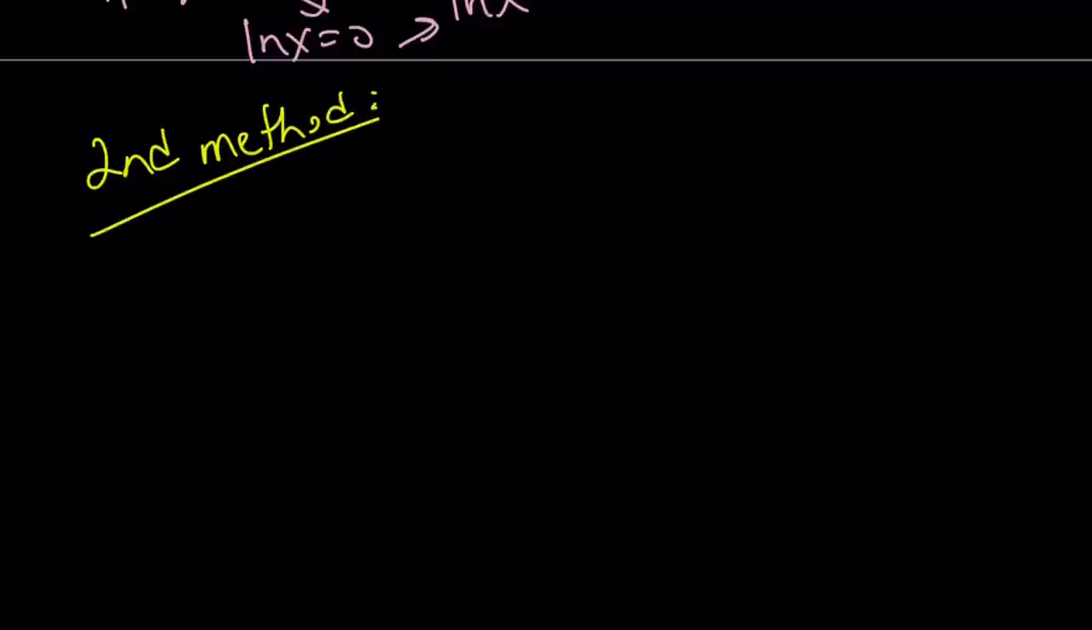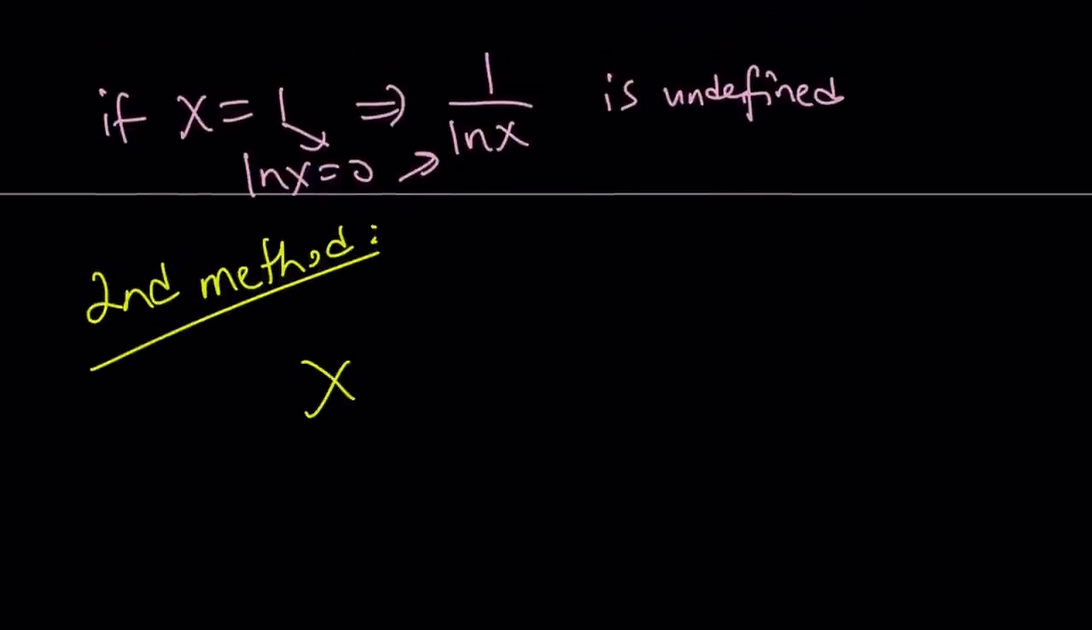Let me rewrite the equation so you get to see the original problem. I got x to the power 1 over ln x equals e to the power x minus 1. And I'm going to be solving for x values.